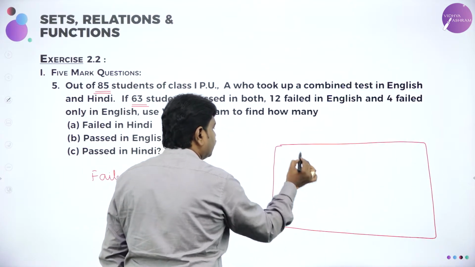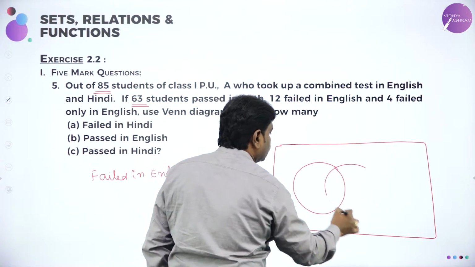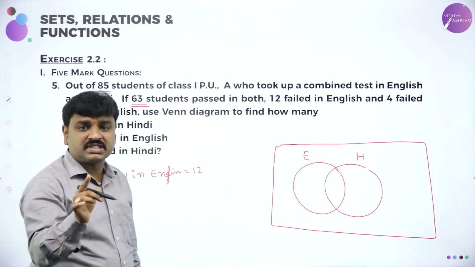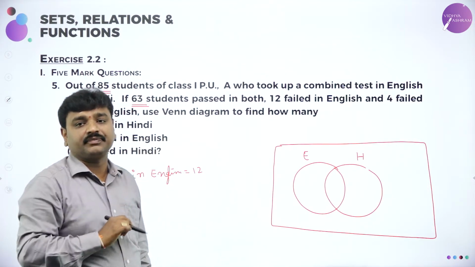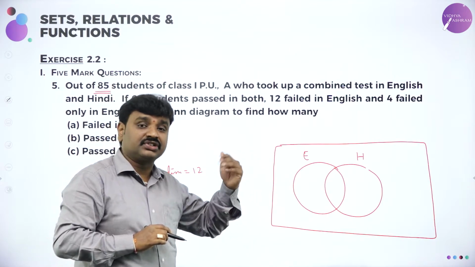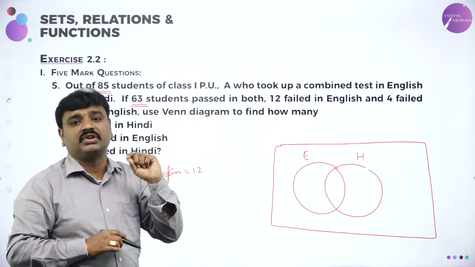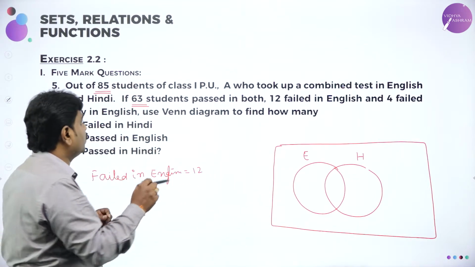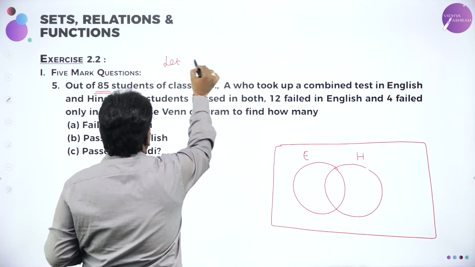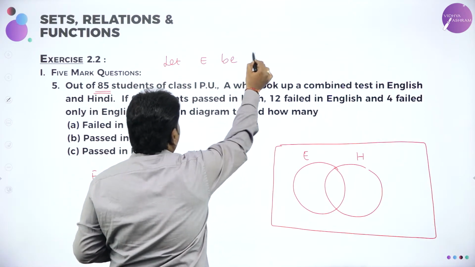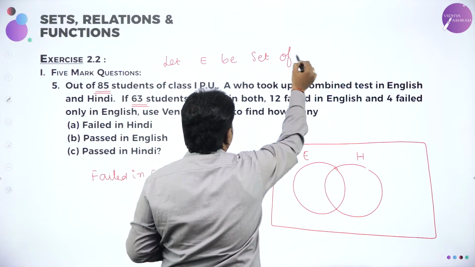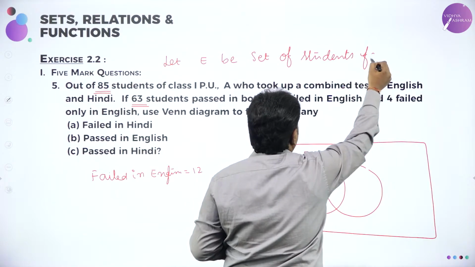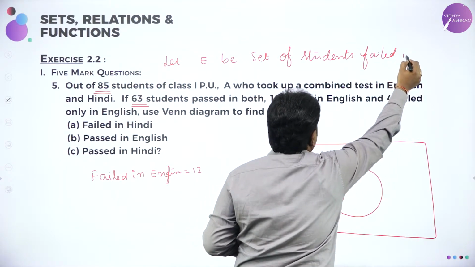I will take two sets, one set E, one set H. Let us assume E is the set of students failed in English. E is not the set of English passed students, E is the set of English failed students. Before you start with any problem, you should make an assumption. So, what is the assumption? Let E be the set of students failed in English.